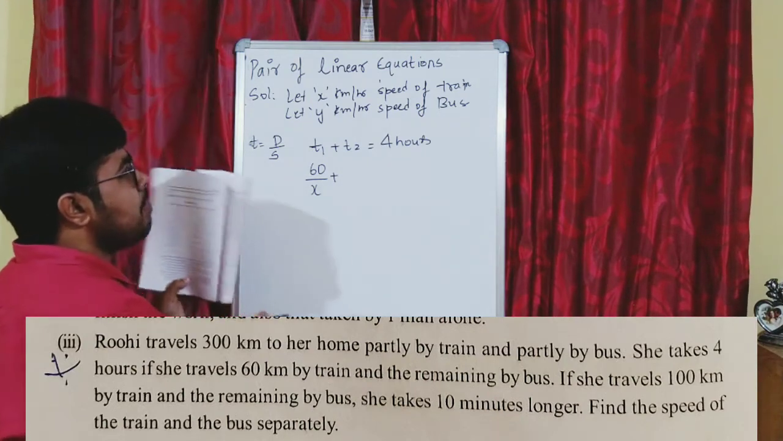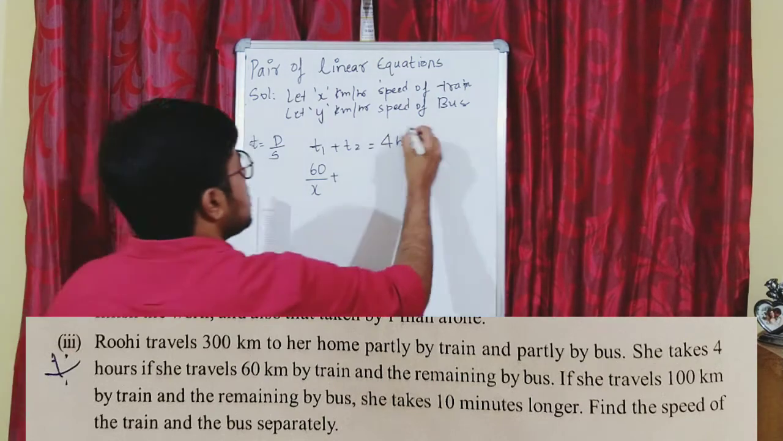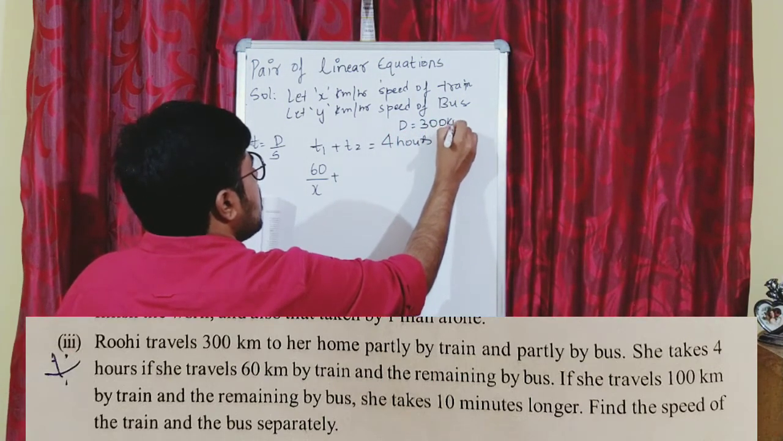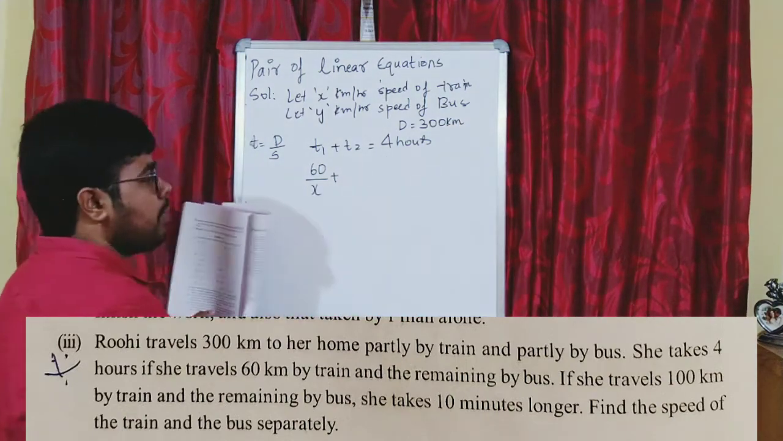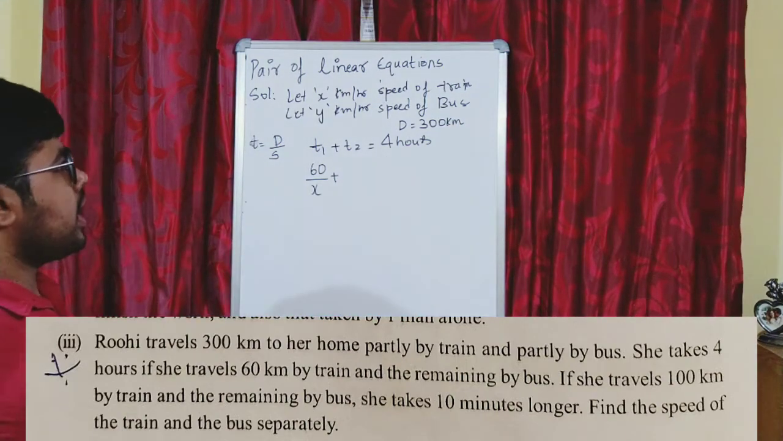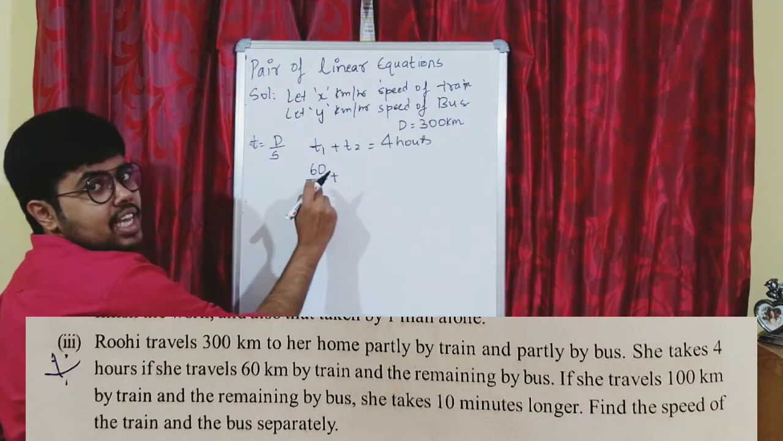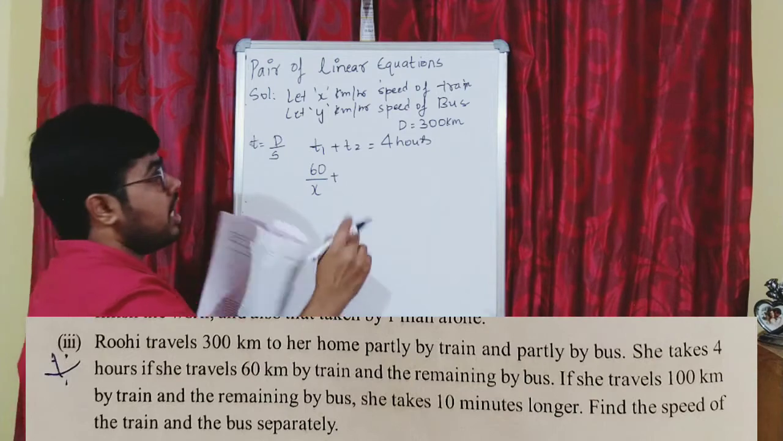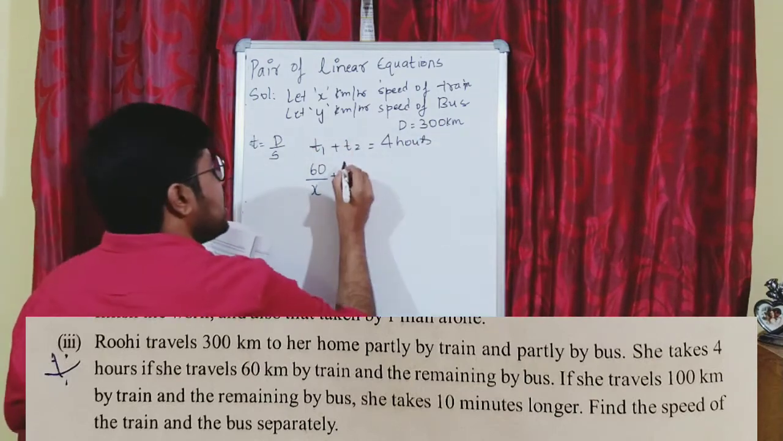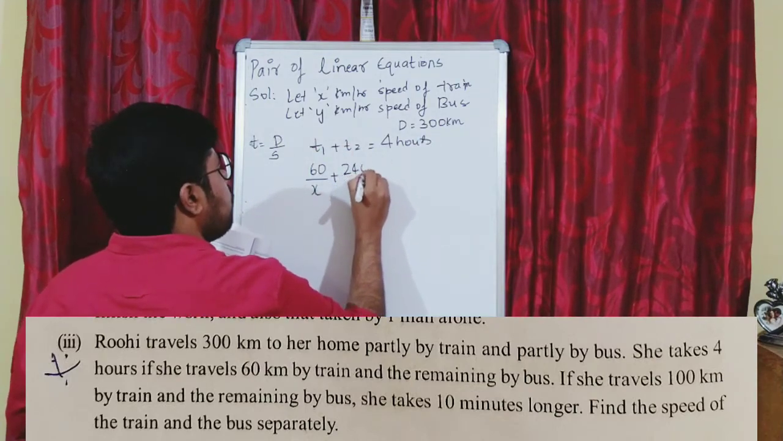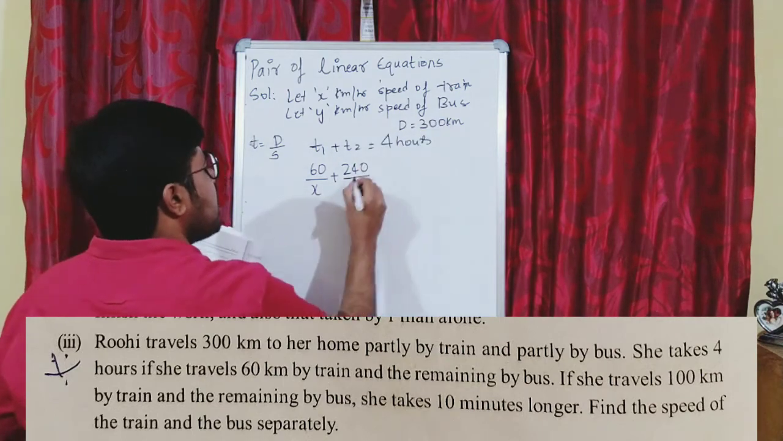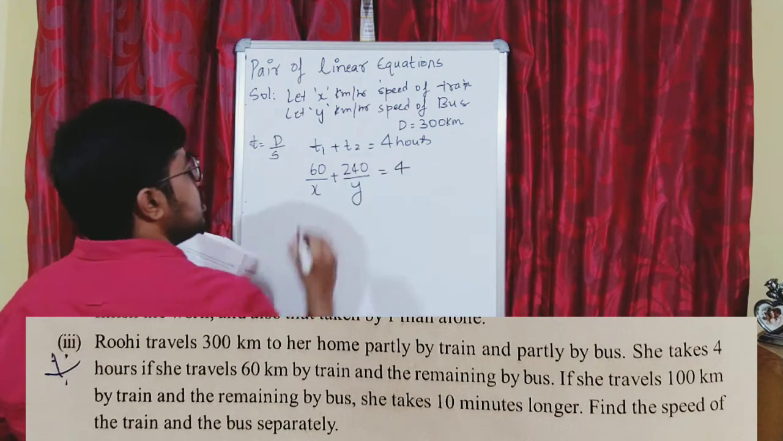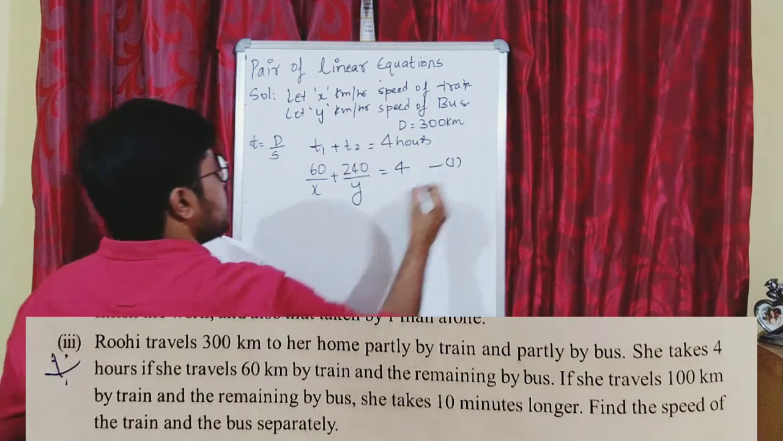What is the remaining distance? Total distance is 300 km. Now she has already traveled 60 km by the train. The remaining distance is 300 minus 60, which she is going to travel in the bus. Therefore it becomes 240 by the bus. Therefore 240 by the speed of the bus y, plus 60 by x, is equal to 4 hours. Okay, this is the first equation.